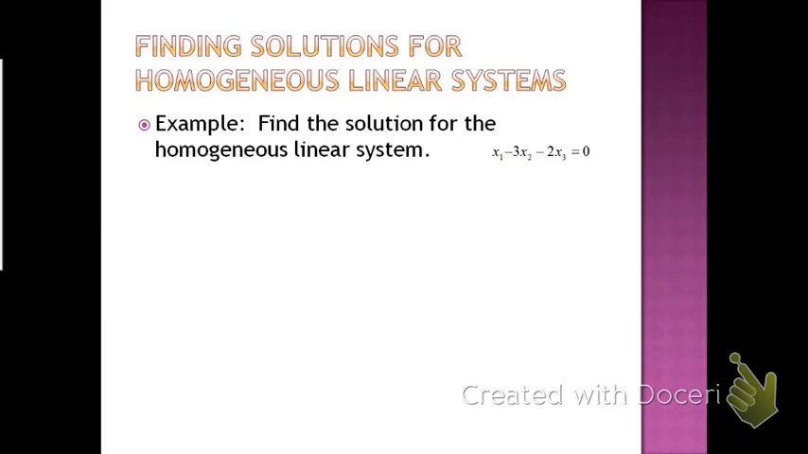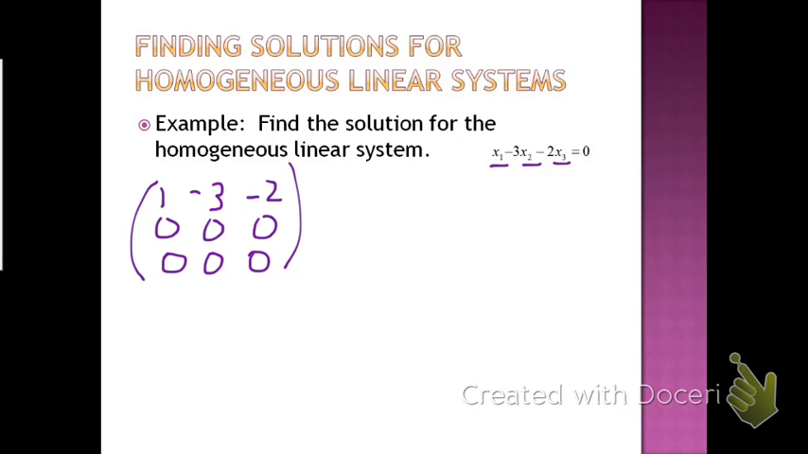Our next example asks us to find the solution to this homogeneous linear system. Notice that we have one equation with three unknowns. One might write the coefficient matrix in this form so we can clearly see that we will have two free variables, our x2 and our x3.